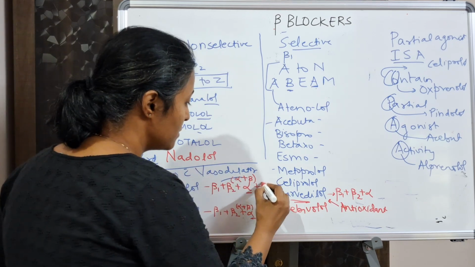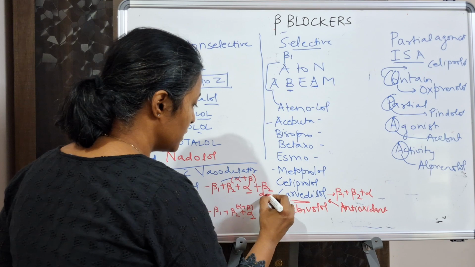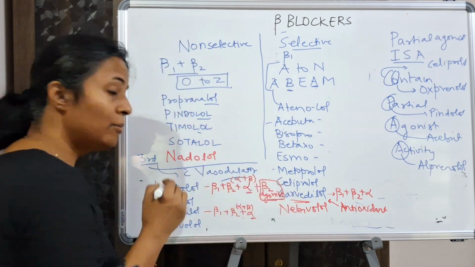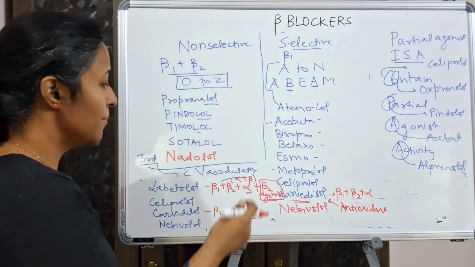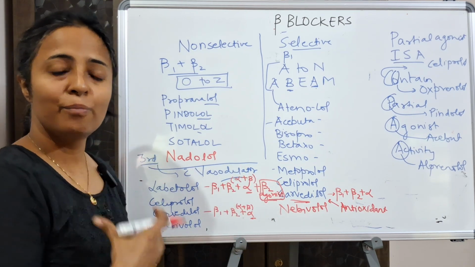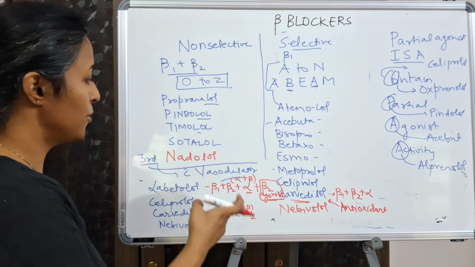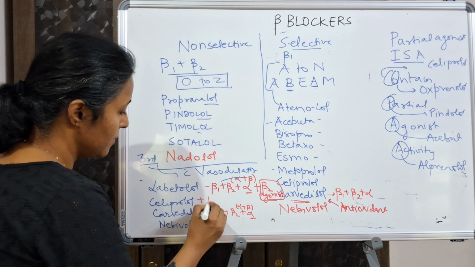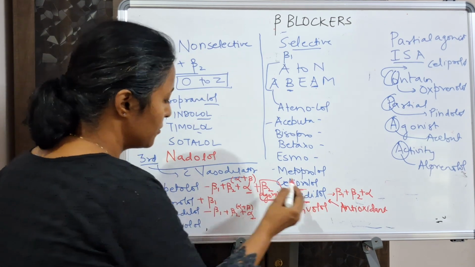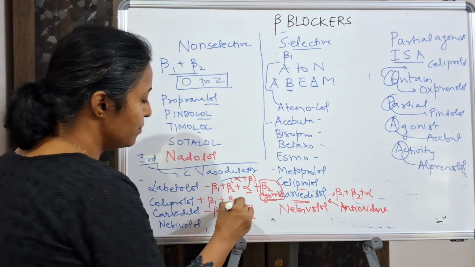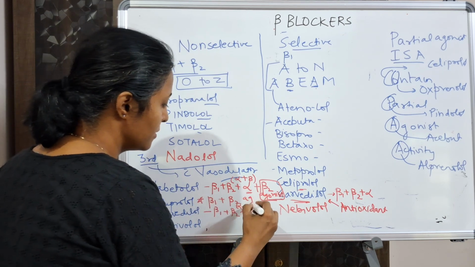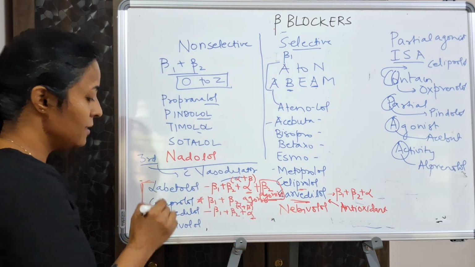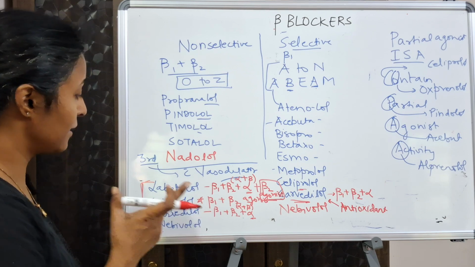Labetalol also has beta 2 agonist activity. So that means, can it be used in asthmatics? Yes, beta 2 agonist means bronchoconstriction is not going to be there. So that is important. Then celiprolol also has beta 1 blocking activity, it is cardioselective, plus it is a beta 2 agonist. So these two, labetalol and celiprolol, have beta 2 agonist activity as well.